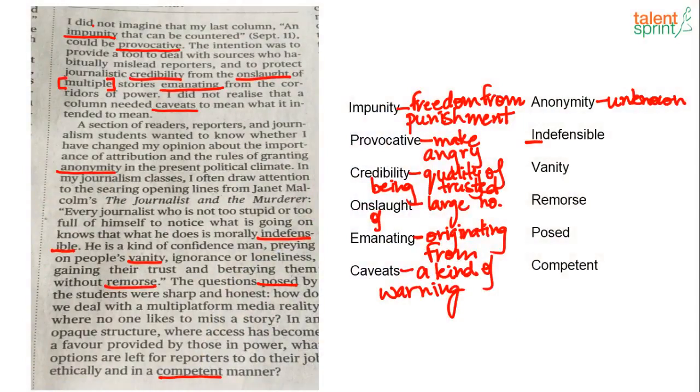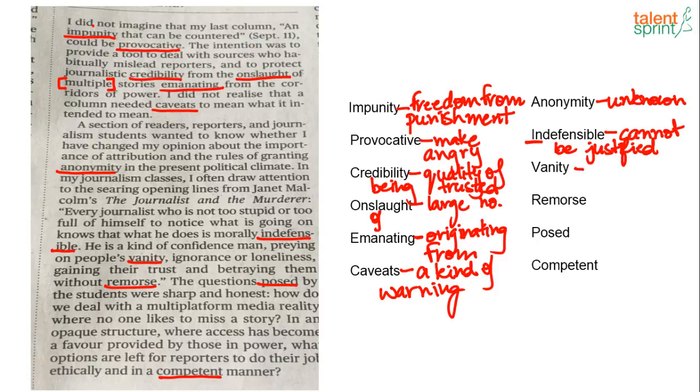Defensible becomes something that can be protected. So what does indefensible become? Indefensible becomes something that cannot be protected. So let's write our meaning there. Indefensible: something that cannot be justified or protected. Cannot be justified. Okay, let's move to the next word, vanity.